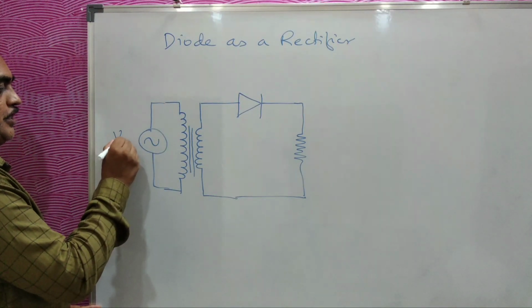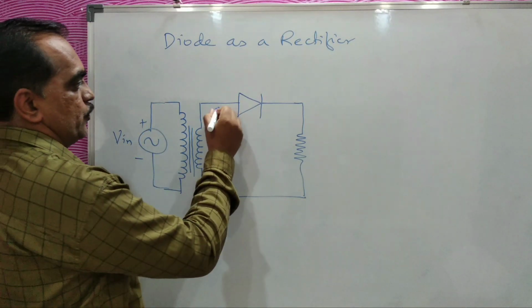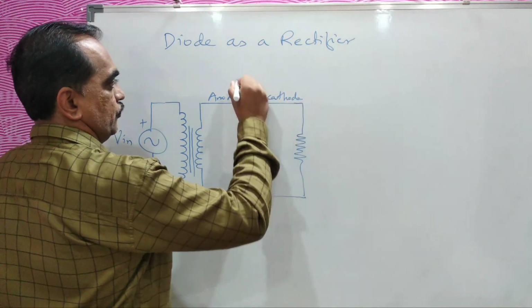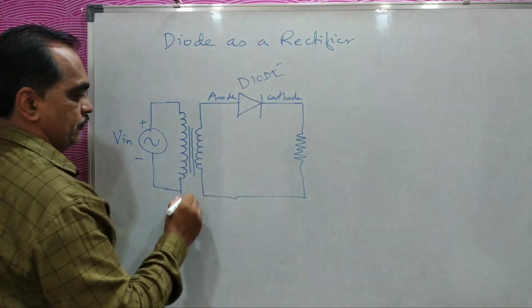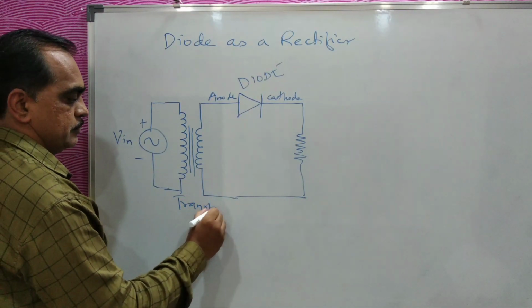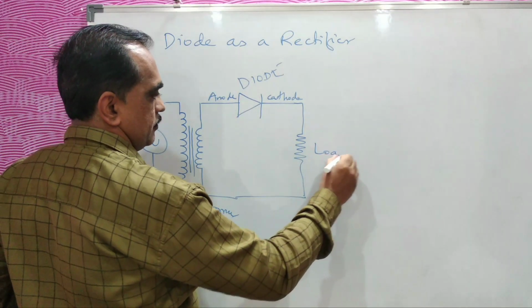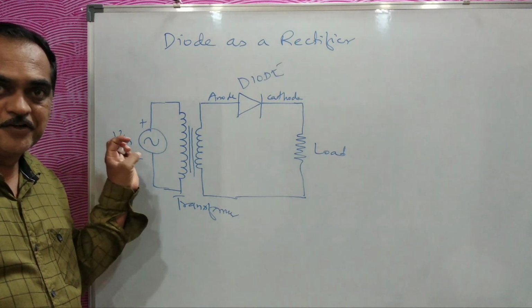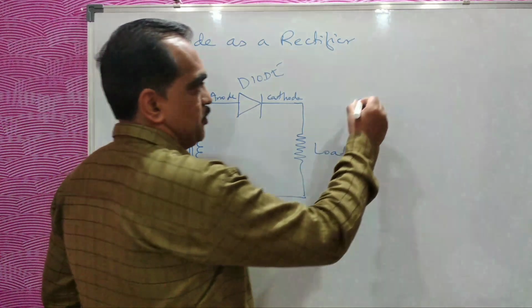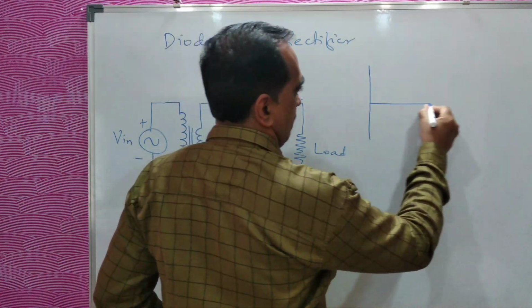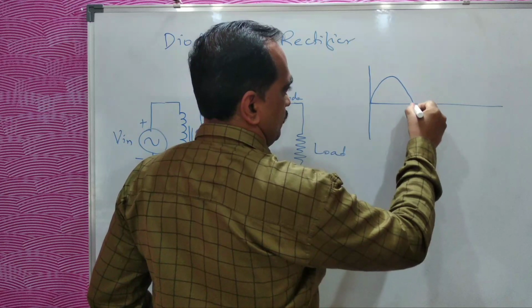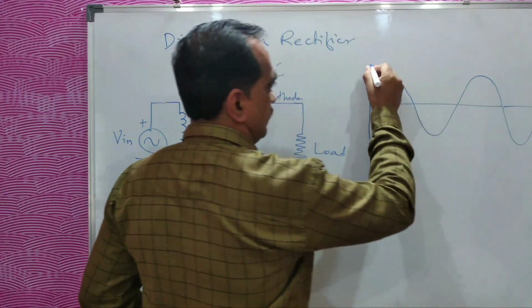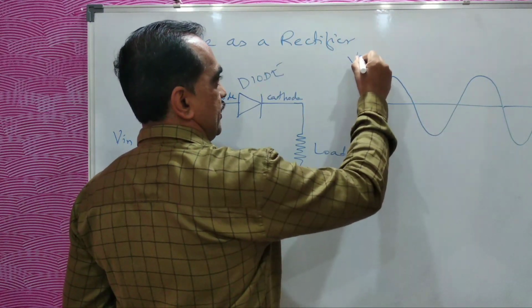So this is your input voltage, plus minus. This is your diode, this is anode, and this is cathode. This is the transformer, step down, and this is the load. Now the input here, whatever alternating current you are having, AC, can be shown like this. This is your input: positive half cycle, negative half cycle, positive half cycle, negative half cycle, with respect to time. This is your input voltage, V in.